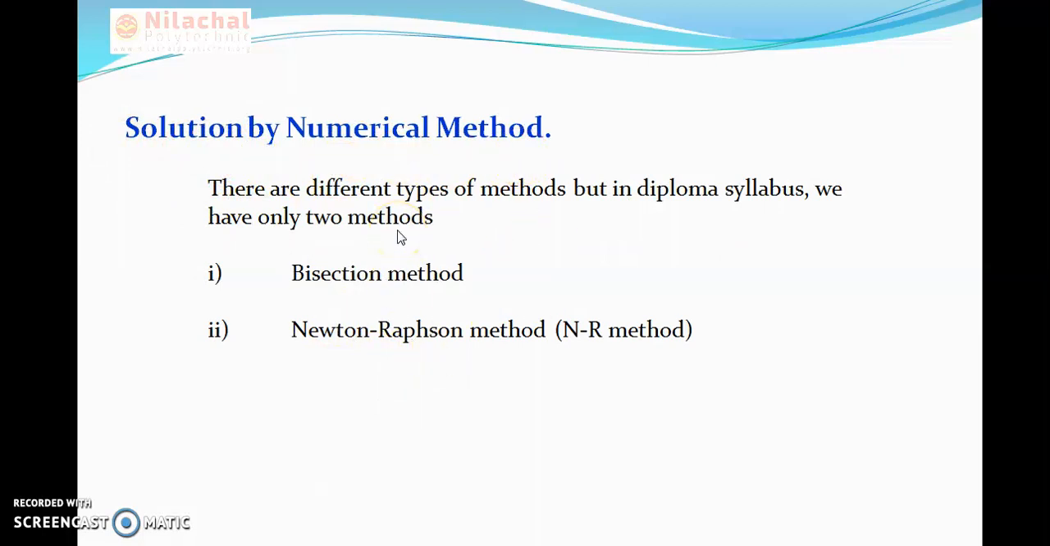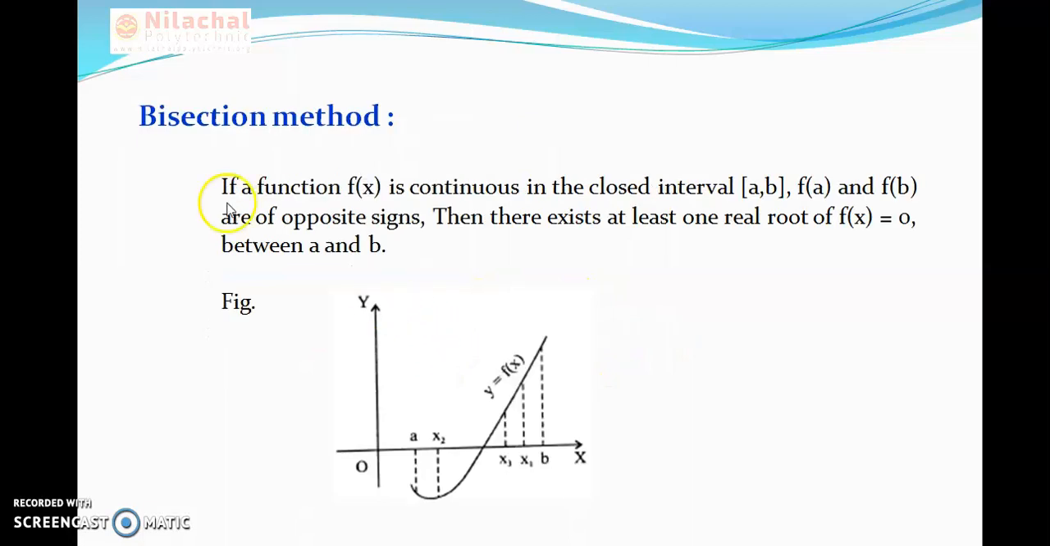This chapter involves only the different types of equations such as either algebraic or transcendental, and our main target is to find the solution of those equations by numerical methods. Okay, so solution by numerical methods. So there are different types of methods to solve the algebraic and transcendental equation. But in diploma syllabus, we have only two methods. One is bisection method, another is Newton-Raphson method. Newton-Raphson method is also written as NR method. Clear? So next come to bisection method, which is a very important method.